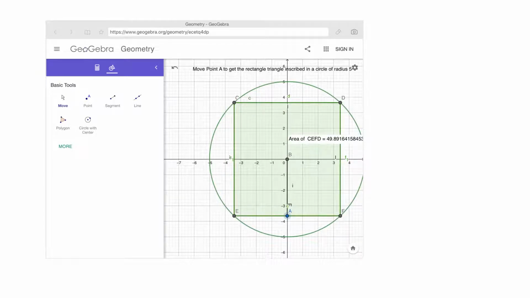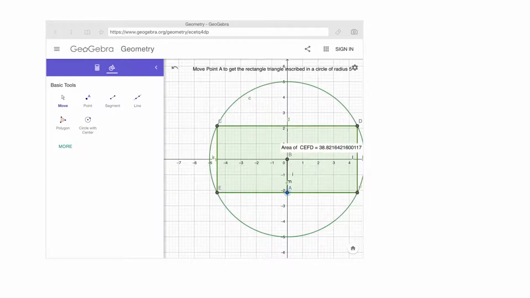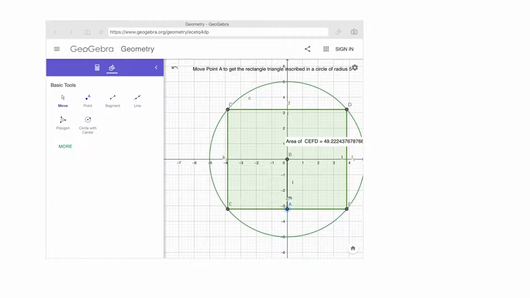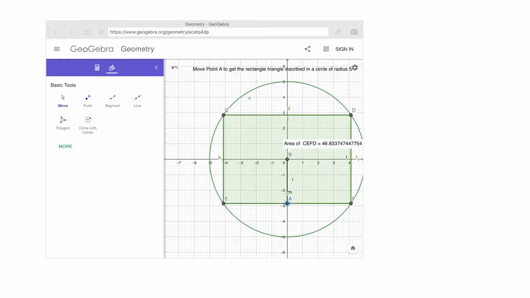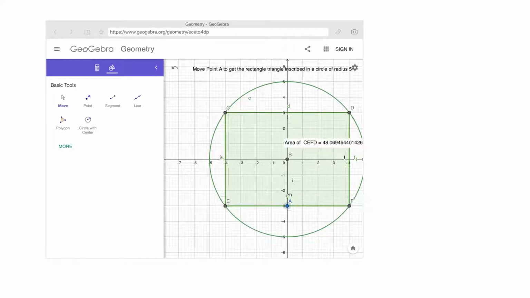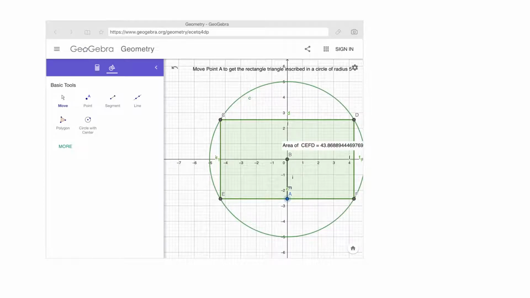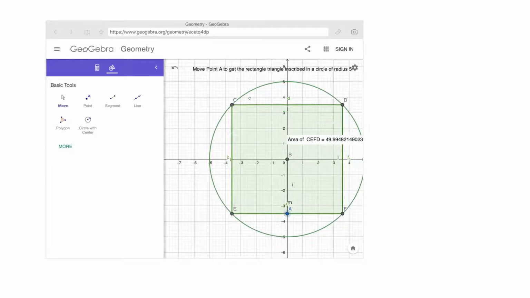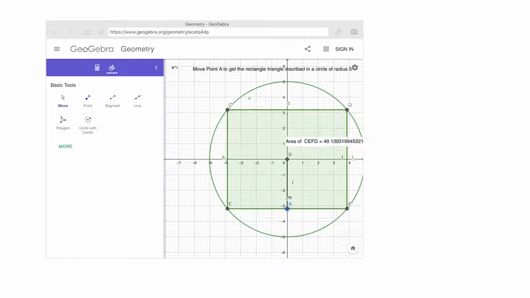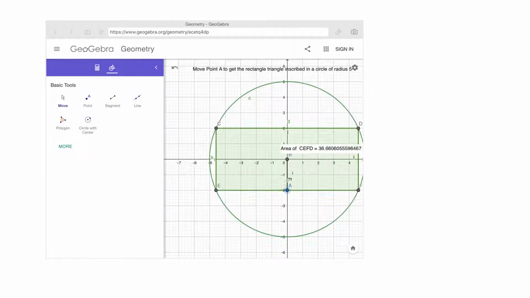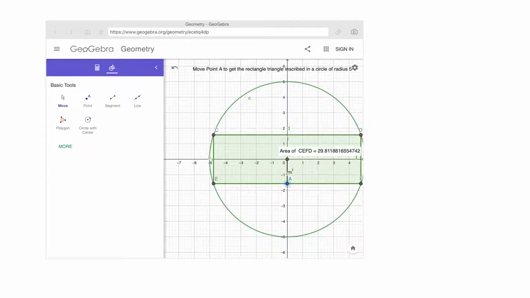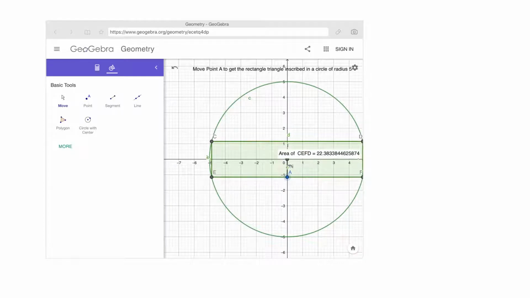If you look at the simulation, I'm just dragging the rectangle, and as you can see, the area is changing. I set the program so we can calculate the area of the green rectangle, and the goal of this question is to figure out algebraically how we find the maximum area. If you look at the numbers, there's 48.9, 49.9, 48, 46, 44. As the height of the rectangle gets smaller, the width gets wider, but the area is getting smaller.